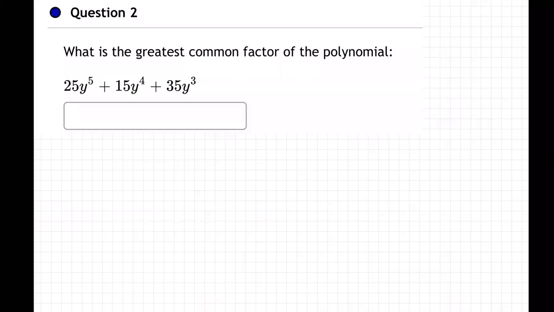Okay, so on this question, they are asking us, what is the greatest common factor of the polynomial? So what does that mean, greatest common factor? Well, the abbreviation for that is GCF, obviously. GCF, and greatest common factor just means the greatest number and letters that go into these three things.